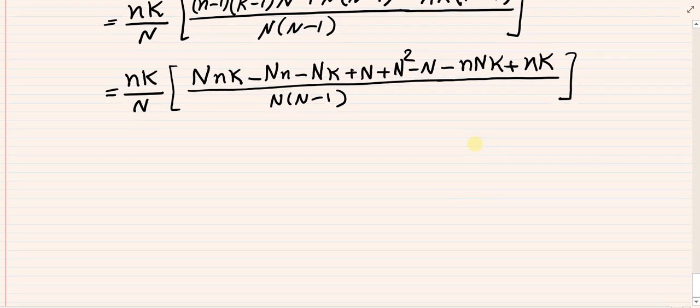Okay, and then let's see if we can simplify this expression. Capital N k and negative capital N k, those are opposites, they add to 0. And then what else? Capital N and little n, those add to zero, right? And let's see, so I still have those 3 expressions, right? And let's see.